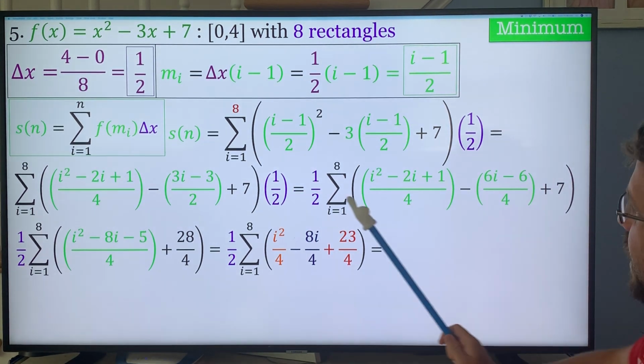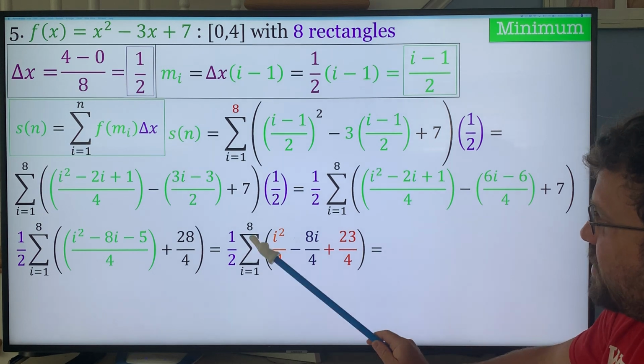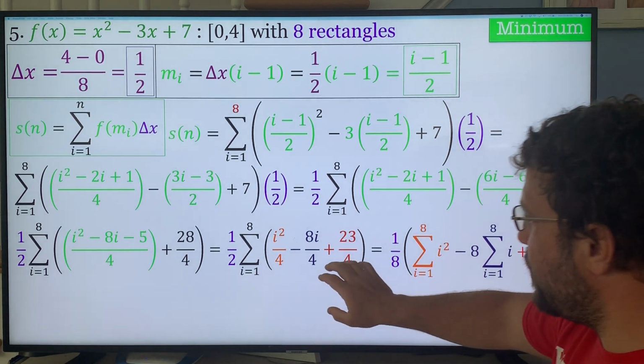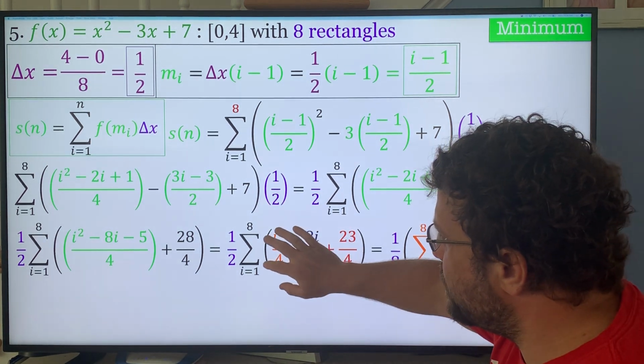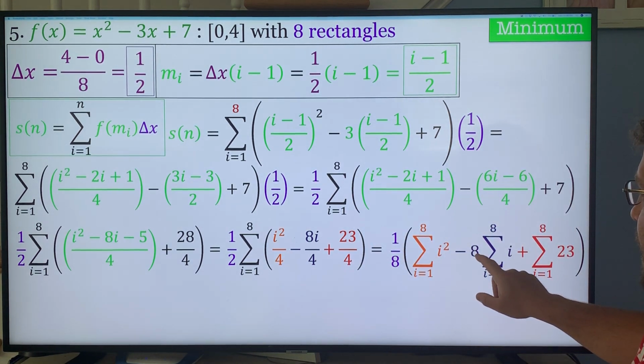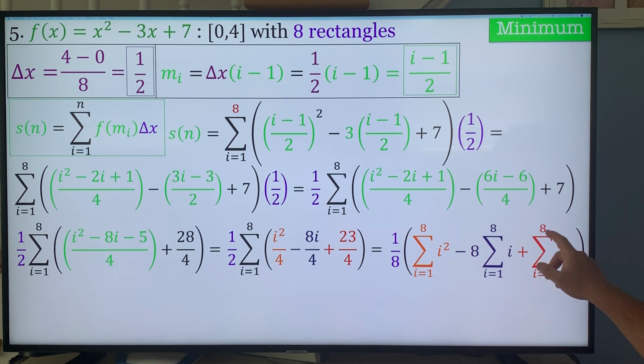I also took this 1/2 before and moved it in front of the summation. So it's 1/2 summation, i squared over 4 minus 8i over 4 plus 23 over 4. If you want, take all the 4s. So to take a 1/4 out, 1/2 times 1/4 is 1/8. Left with i squared minus 8 summation of i plus summation of 23.